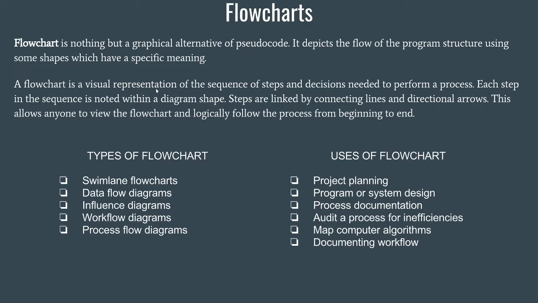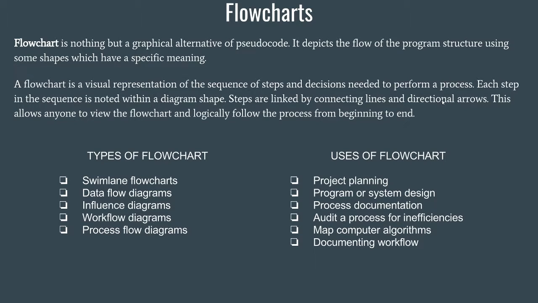It is a very essential part. A flowchart is a visual representation of the sequence of steps and decisions needed to perform a process. Each step in the sequence is noted within a diagram shape. Yes, in this part what is written is, first of all, you denote the sequence of steps that you want to follow using some shapes. And inside that shape you write what you actually want to do in that particular step.